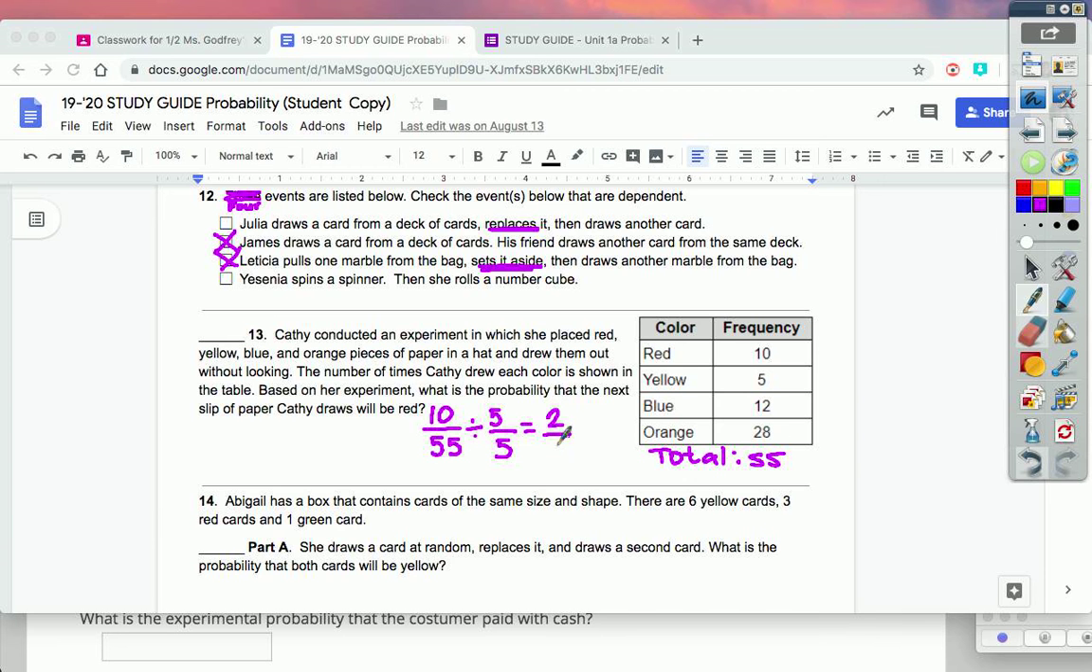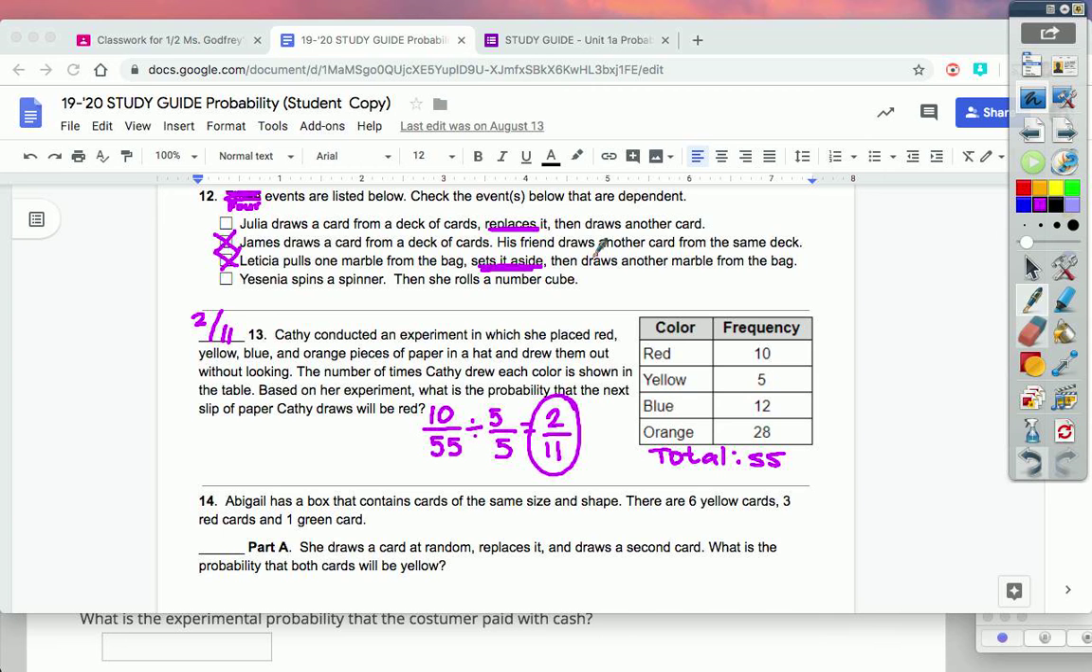So 2 over 11. That is the probability that the next slip of paper Kathy draws will be red. That's 2 out of 11. Now, probability again is always given with 2 numbers. That's a numerator and a denominator. So make sure you don't put just 2 on there. We need 2 over 11. Any questions here? All right, moving along.